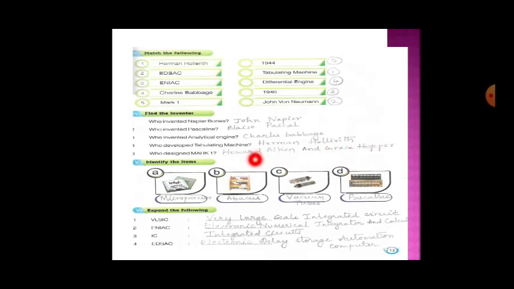So everything I have given here. First you go through the textbook. First you try to answer this. Then you can see my answers. Next, what is this? It's a microprocessor. This is abacus machine. This is vacuum tubes and this is Pascaline.